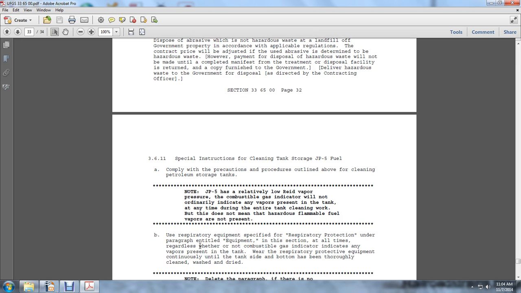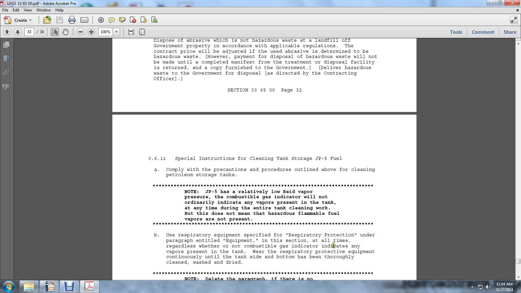3.6.11 Special instructions for cleaning storage tanks of JP-5 fuel. Comply with the precautions and procedures outlined for cleaning petroleum storage tanks. JP-5 has a relatively low Reid vapor pressure, and a combustible gas indicator will not ordinarily indicate any vapors present in the tank at any time during the entire tank cleaning work, but this does not mean that hazardous flammable fuel vapors are not present.